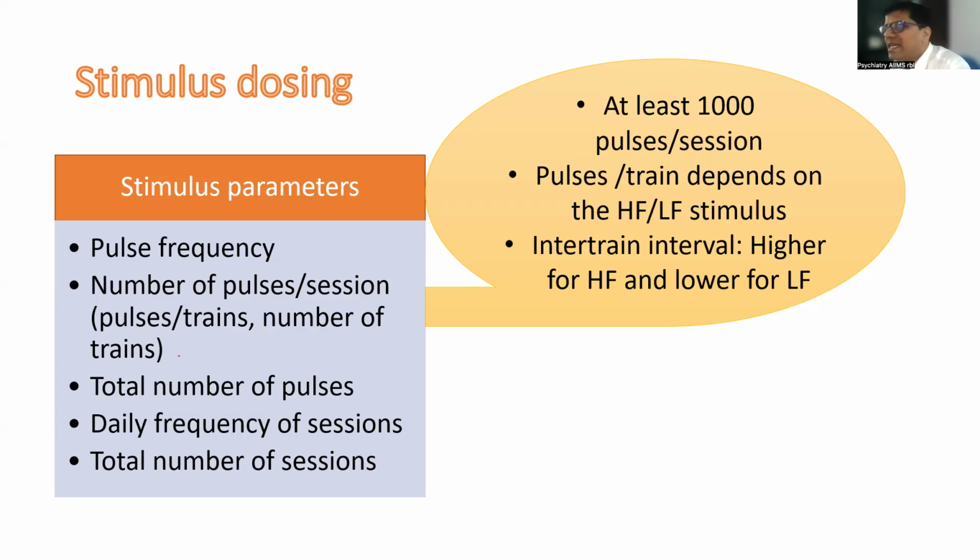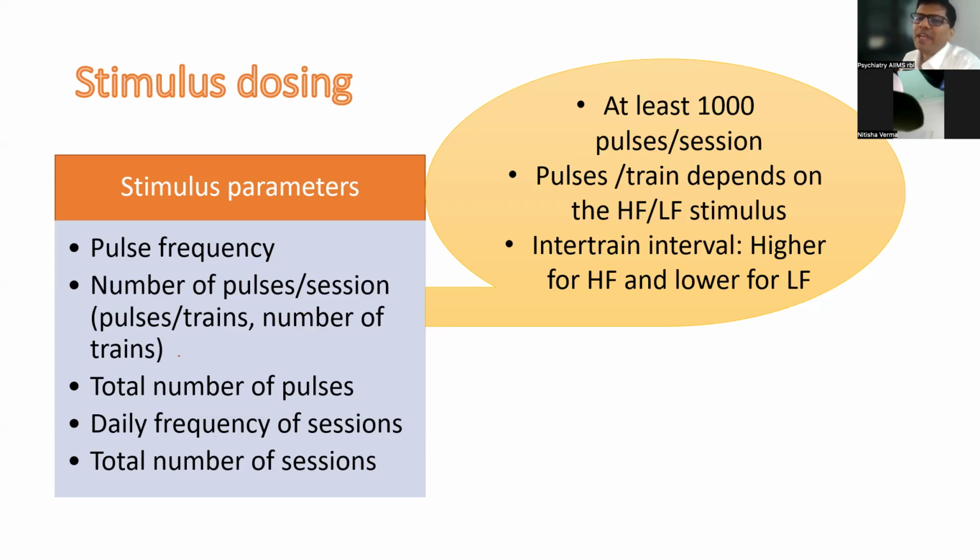Then a 20 second inter-train interval, with a total of 75 trains. Each train delivers 40 pulses, so 75 trains will deliver 3000 pulses over a period of 37.5 minutes. That is the protocol approved by US FDA, a high frequency protocol at 120% of the resting motor threshold over the left dorsolateral prefrontal cortex.